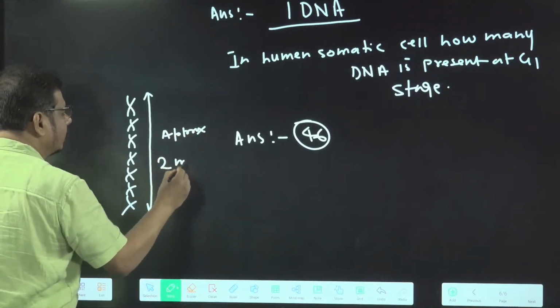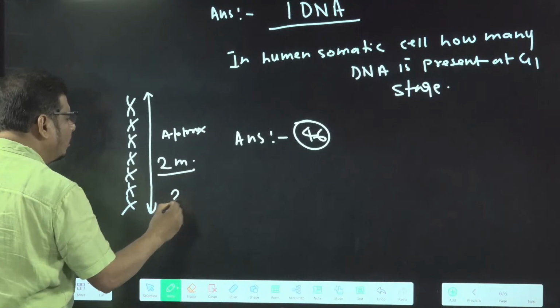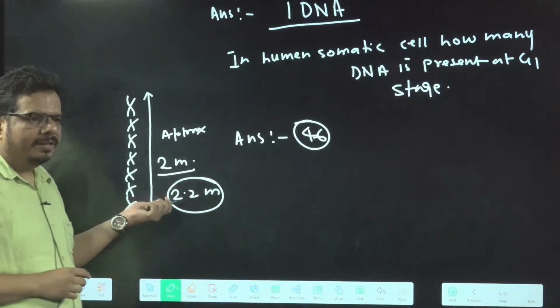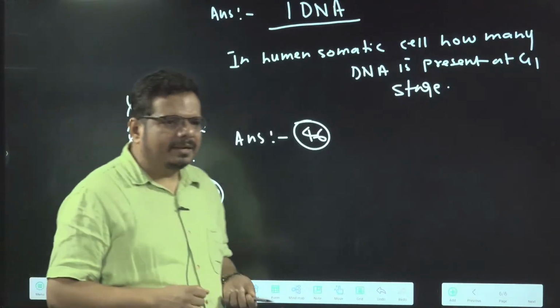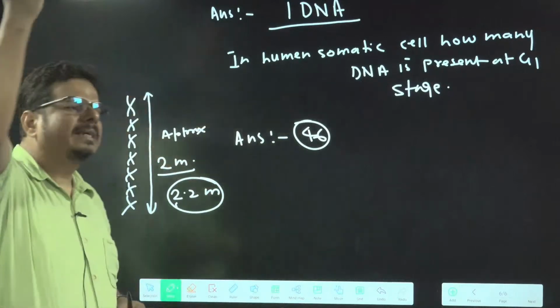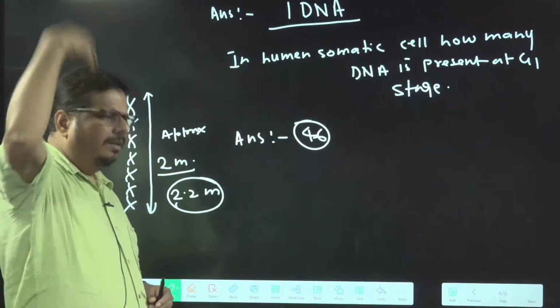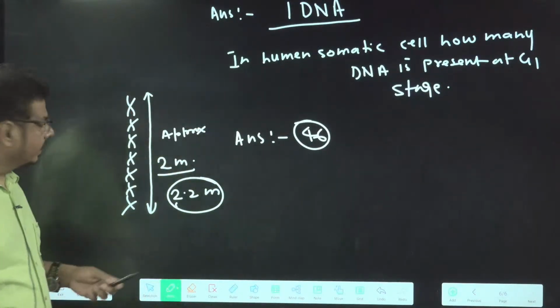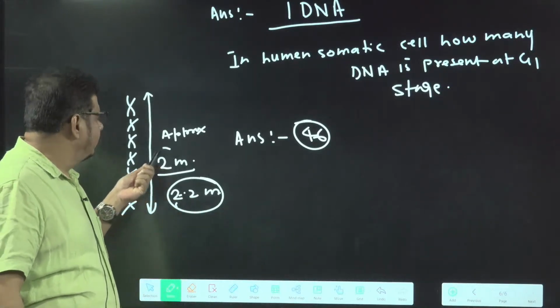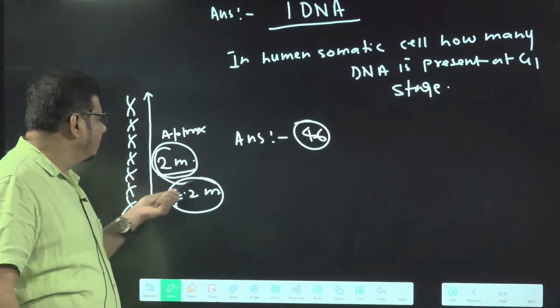Approximately 2 meter comes. Actually it is 2.2 meter. But this line is written in the genetics topic. Actually if you calculate, I will teach you during molecular genetics. Actually it is how much? 2.2 meter, but approximately in the cell topic it is written 2 meter.